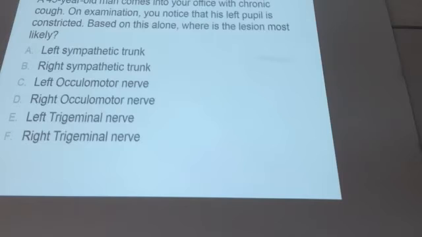If it was a dilated pupil, you'd suspect oculomotor. And would it be on the opposite side? I'm pretty sure it's on the same side, but I'm not positive. Okay. Let's go to the next question.